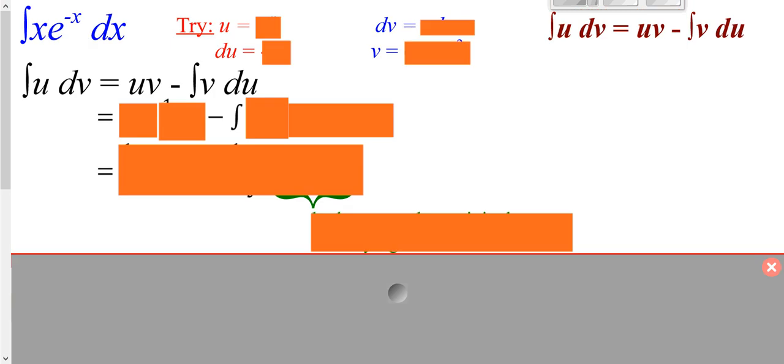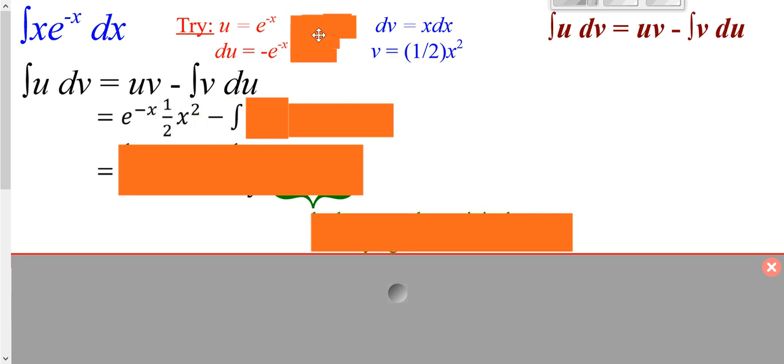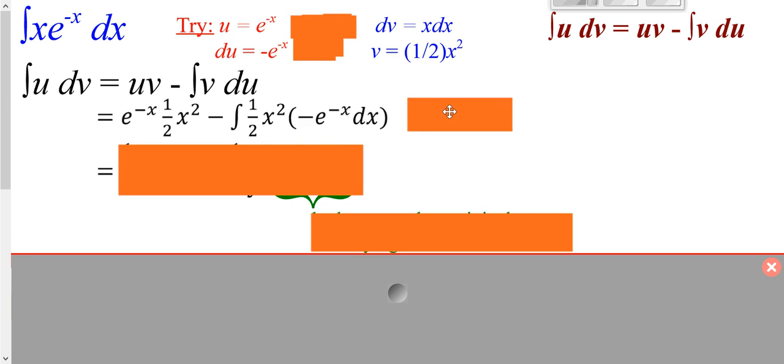So, looking at this, suppose you didn't pay attention to the limit and you just tried u being e to the power of negative x. So then you do your derivative to get du, then you get this, so that means dv would be x dx, so you get your integral of each one of those, you get 1/2 x squared. Going ahead, plugging in your u, plugging in your v, and plugging in your du.